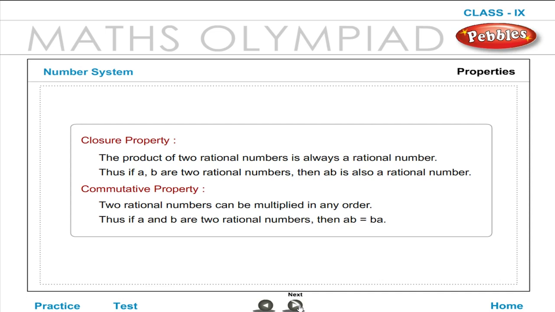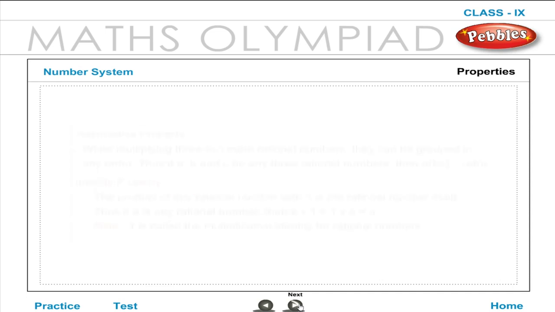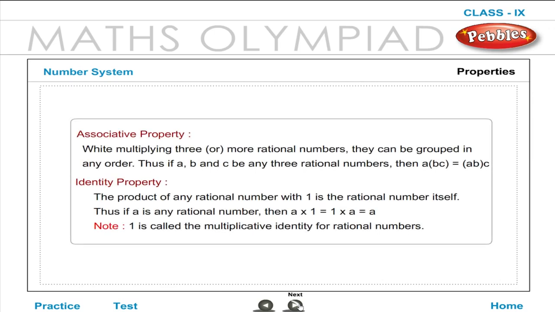Thus, if a and b are two rational numbers, then ab is equal to ba. Associative property: while multiplying three or more rational numbers, they can be grouped in any order. Thus, if a, b and c are any three rational numbers, then a into bc, that is a into the whole of bc, is equal to the whole of ab into c.